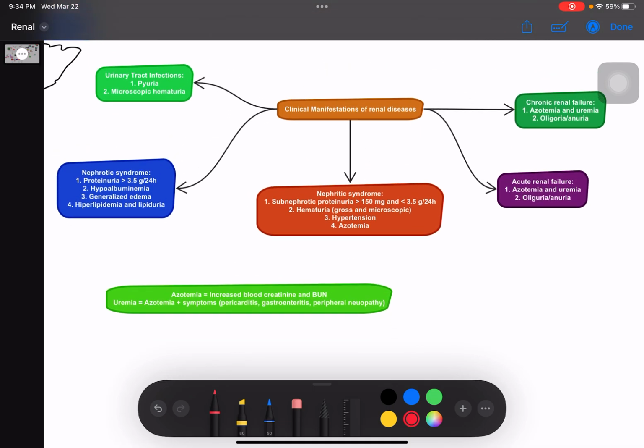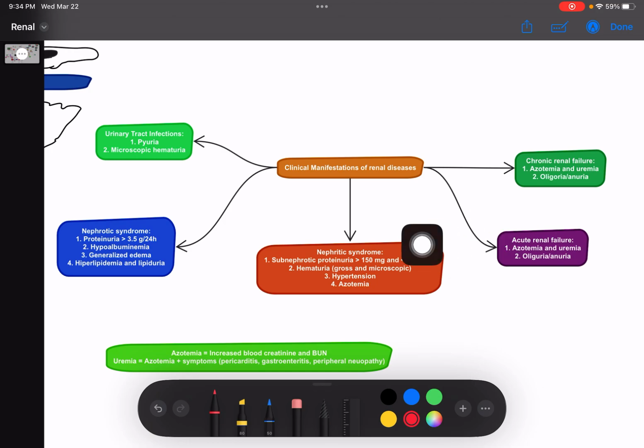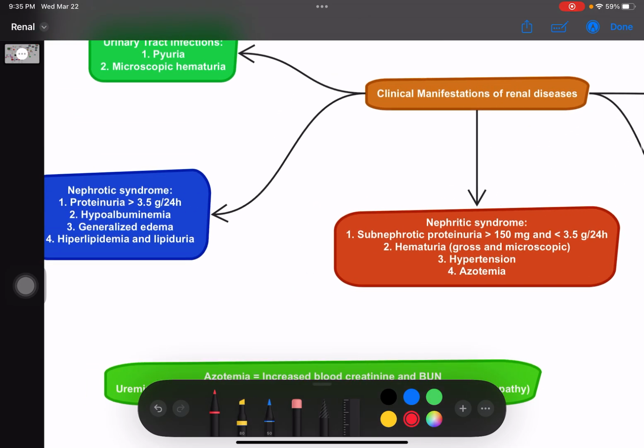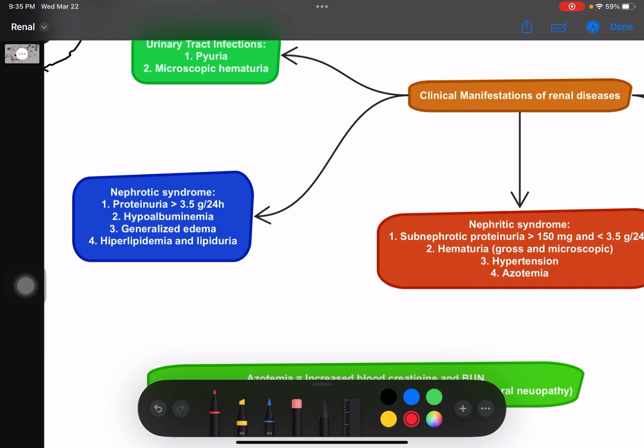Okay, let's start with the clinical manifestations of renal diseases. First, two characteristic manifestations associated with mostly glomerular diseases are nephritic and nephrotic syndrome. Let's start with the nephrotic syndrome.